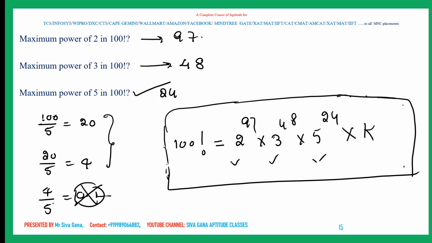But what I want to conclude is, if you write 100 factorial in terms of 2 powers, maximum we can go up to 97. If you write 100 factorial in terms of 3 power, maximum we can write up to 48. If you write 100 factorial in terms of 5 power, maximum we can write up to 24. This is my intention. In this slide, the 3 questions involve maximum power of 2, 3, and 5. These are prime numbers. For prime numbers, this is the process. If composite numbers, what is the process?